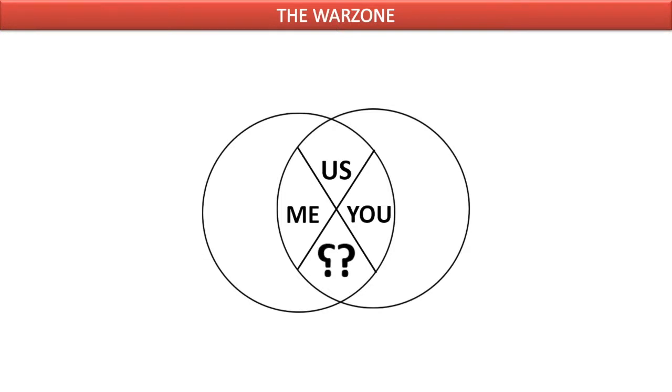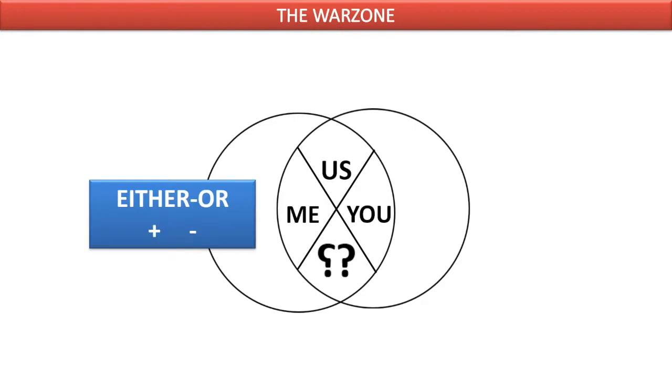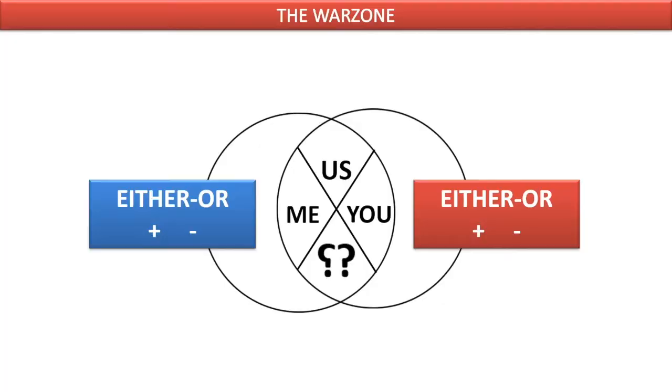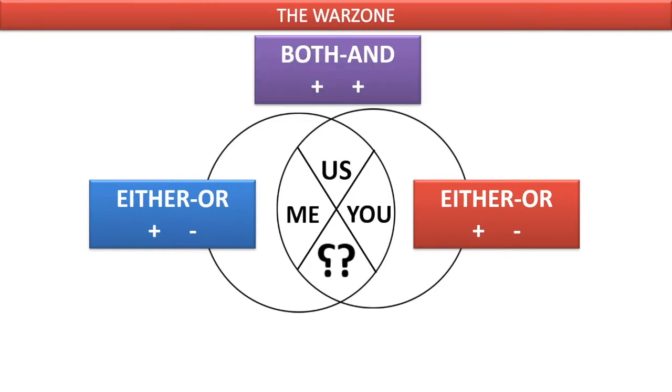When it's me versus you, it becomes an either or outcome. Either I win or you win. Yep, so it's either or. It's not win-win, it's win-lose. If we move into the us zone and we begin to complement one another, plus, it becomes both and. As I was saying earlier, the whole becomes greater than the sum of the parts.